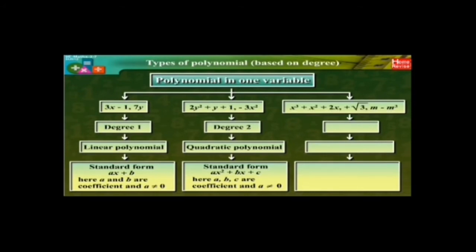Third type, x cube plus x square plus 2x plus root 3, m minus m cube, degree 3, cubic polynomial. Standard form ax cube plus bx square plus cx plus d. Here a, b, c, d are coefficients and a is not equal to 0.